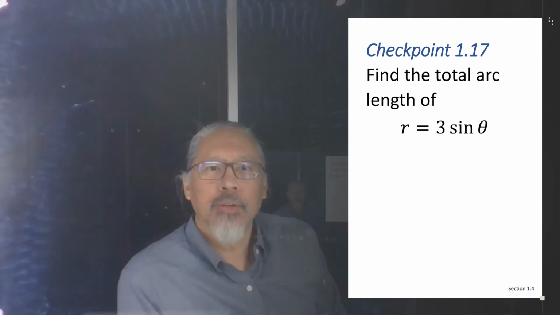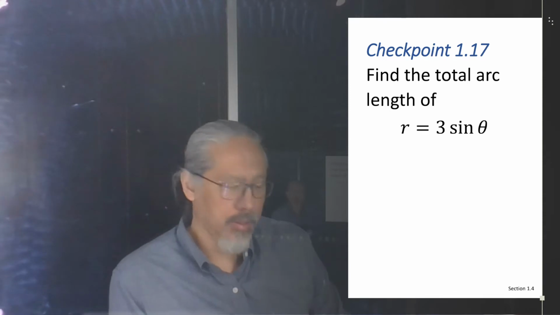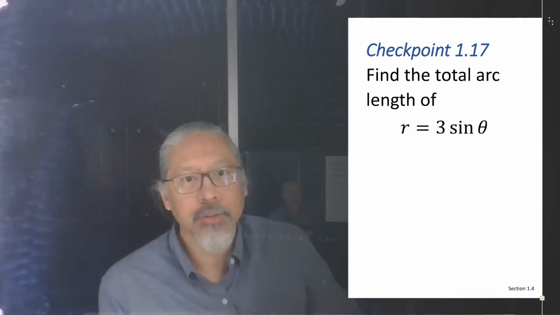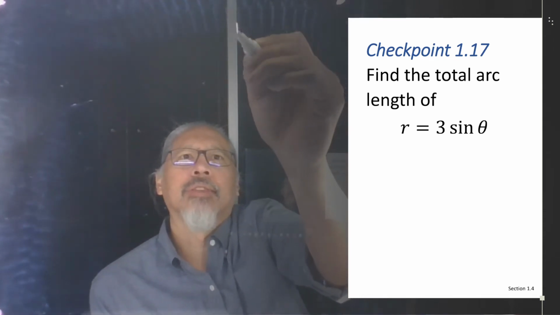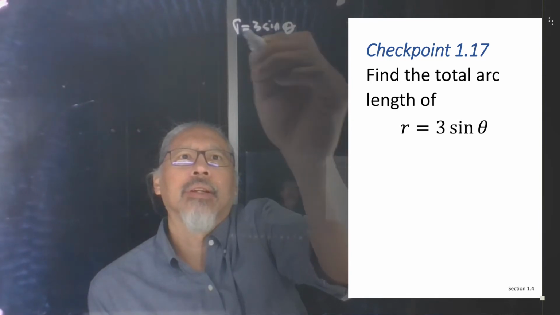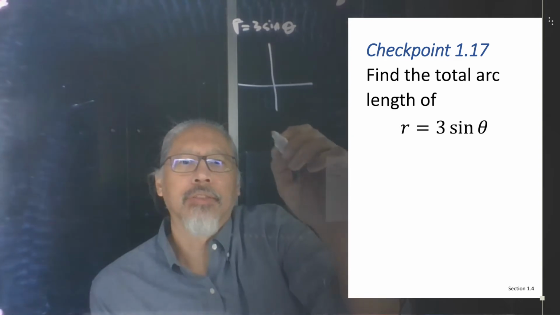This is checkpoint 1.17. Find the total arc length of this graph. r is equal to 3 sine theta. I think this graph r is equal to 3 sine theta is a circle, but let's just verify that real quick.